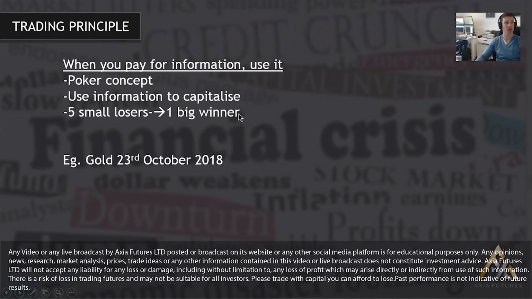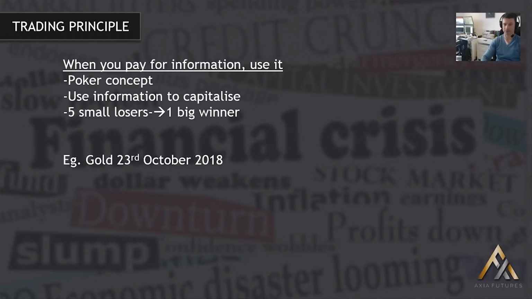The real principle I want to share with you today is that, when you're paying for information in the markets, use it. Okay, now what I mean by that has a lot to do with something similar you find quite a lot in poker. If you're someone who's played a bit of poker, you would have heard this concept before, where the game of poker in essence is not actually about the cards you're dealt.